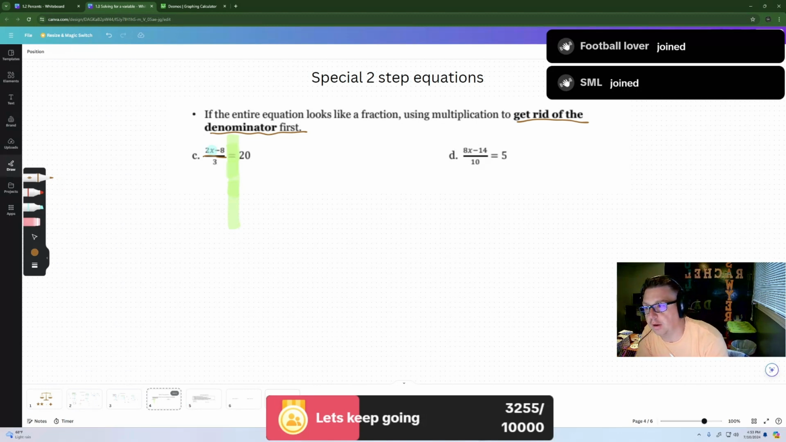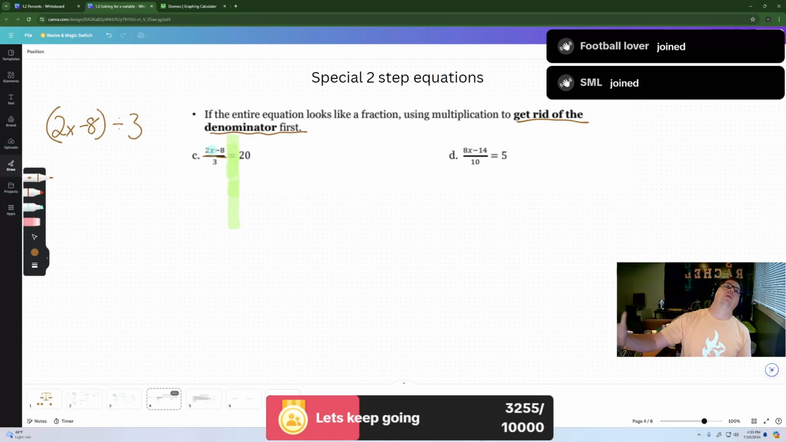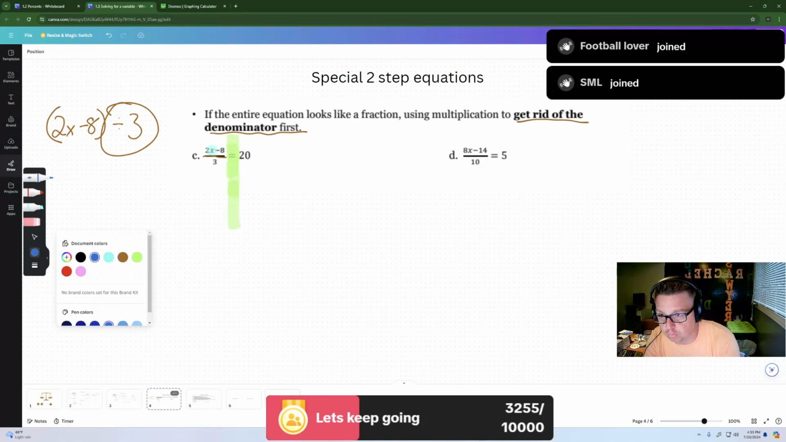So it's the number that's farthest away. And you could even think about it as 2x minus 8, that whole thing is being divided by 3. That's so far away from the variable, because we have 2x minus 8, and then all of that gets divided by 3. So it's the farthest thing away. So we know that that's where we want to start. How do you get rid of a divide by 3?